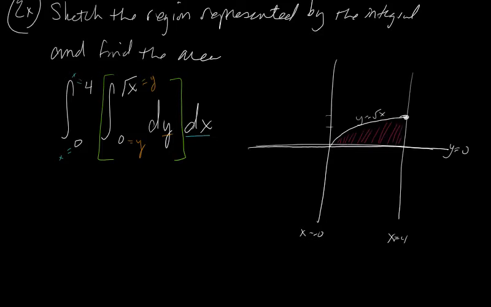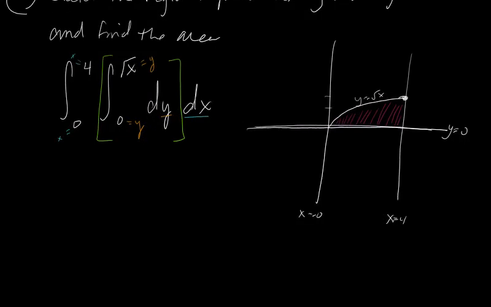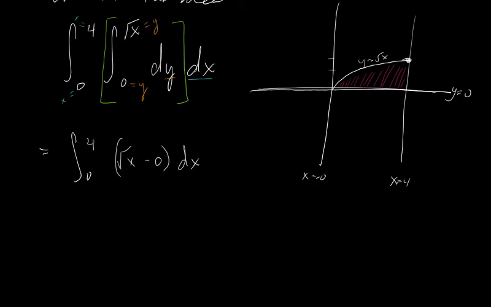Now, to evaluate this integral, we are going to work our way from the inside out. So this will become the integral from 0 to 4 of, by the fundamental theorem of calculus, the square root of x minus 0 dx. And this, the integral from 0 to 4 of the square root of x dx, is exactly what we would have set up if we had been given this picture and said, find this area. We would have thought, oh, that's just the area under the curve from x equals 0 to 4. And that's exactly what we ended up with.